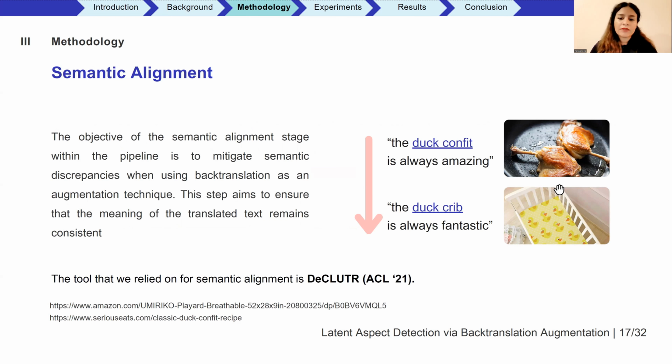Let's say we have the review, "The dog confit is always amazing," about the food. After the back translation, we see "The dog crib is always fantastic," which is about furniture. So the meaning has completely changed, and we need to remove such reviews. We have used the tool DeClutTR in this case.